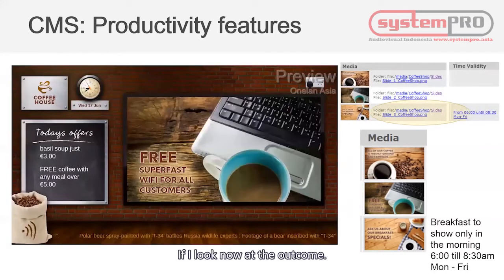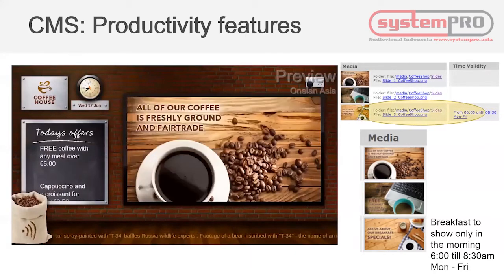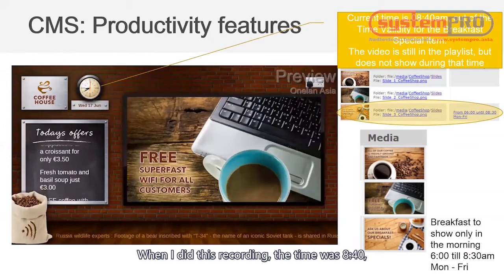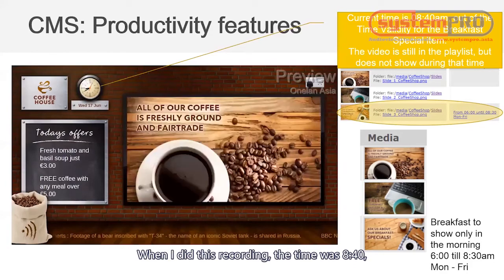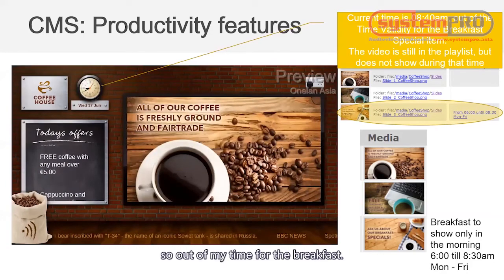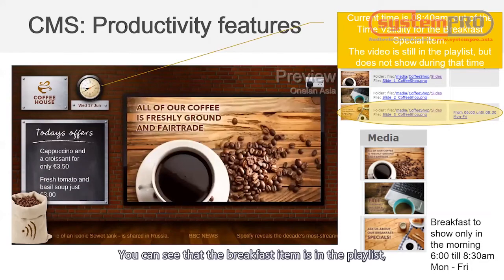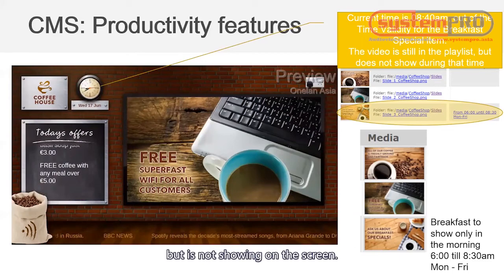If I look now at the outcome, when I did this recording, the time was 8:40. So out of my time for the breakfast, you can see that the breakfast item is in the playlist, but is not showing on the screen.